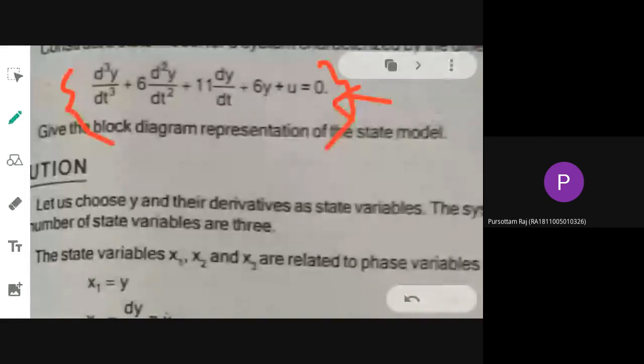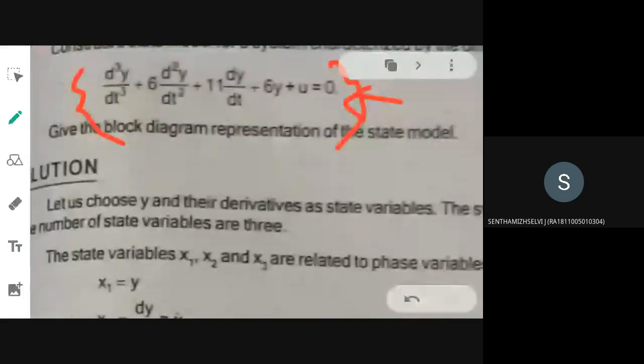Okay, so what is given in the problem? What sort of equation is d squared y? Very good. So the given equation is a differential equation. This is a third order differential equation.